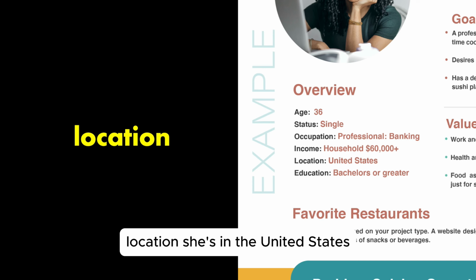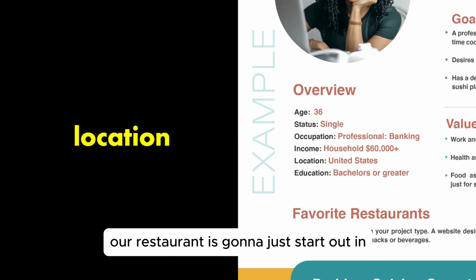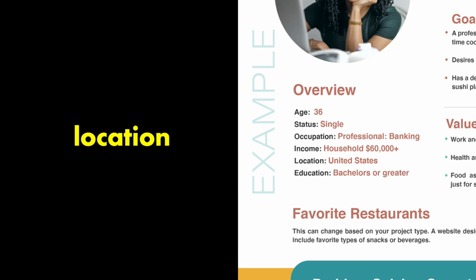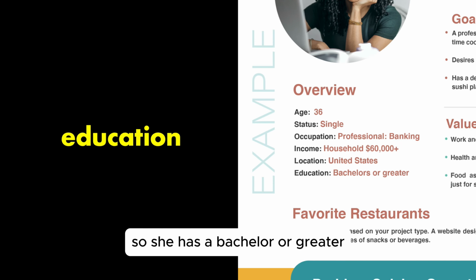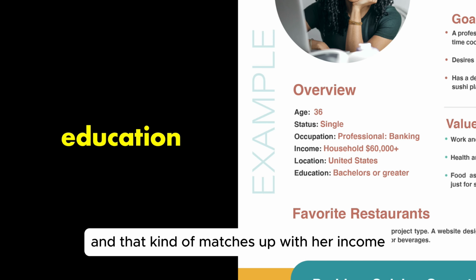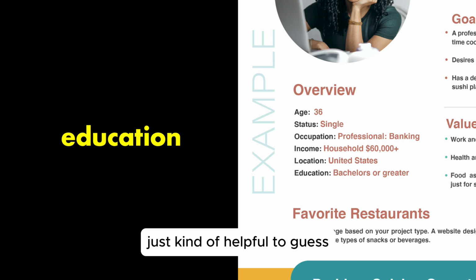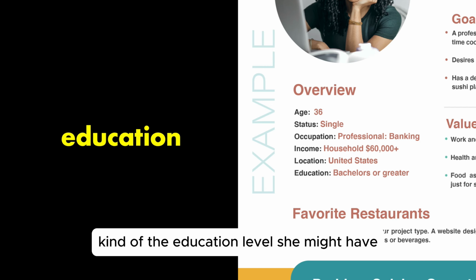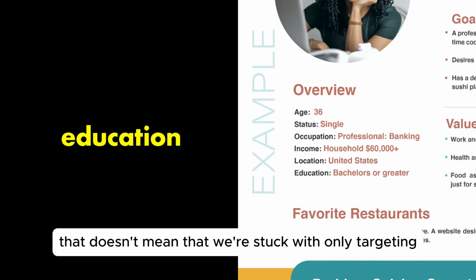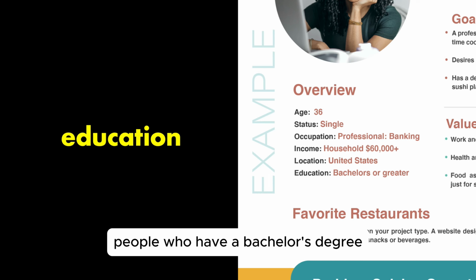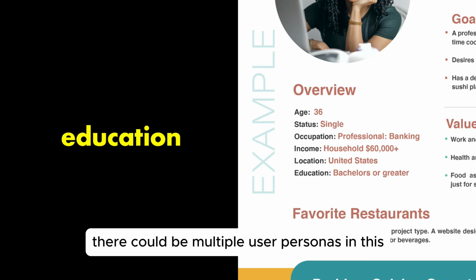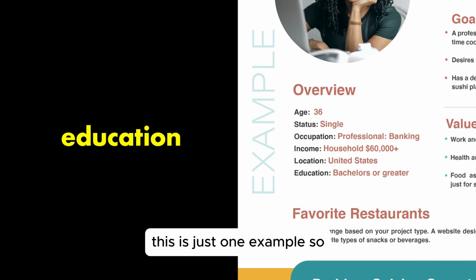Location, she's in the United States. Our restaurant is going to just start out in the United States, so it helps narrow things down for us. Education is important, so she has a bachelor's or greater, and that matches up with her income. None of this is set in stone for her, but it's helpful to guess the education level she might have. That doesn't mean that we're stuck with only targeting people who have a bachelor's degree. That's not the case at all. There could be multiple user personas in this. This is just one example.